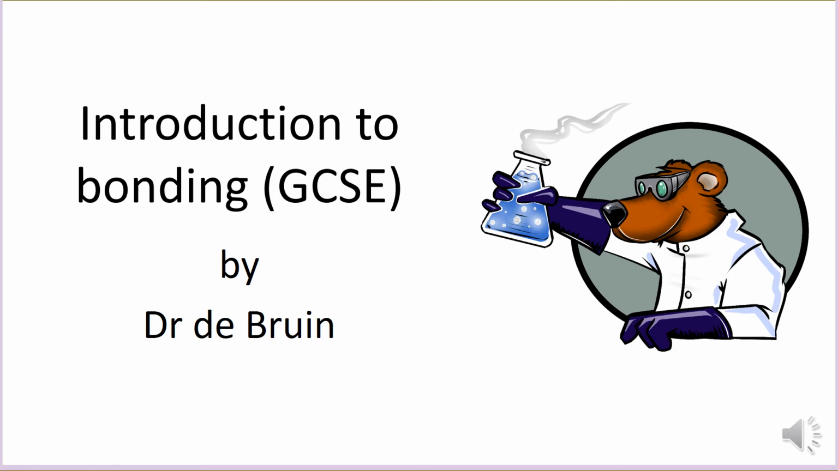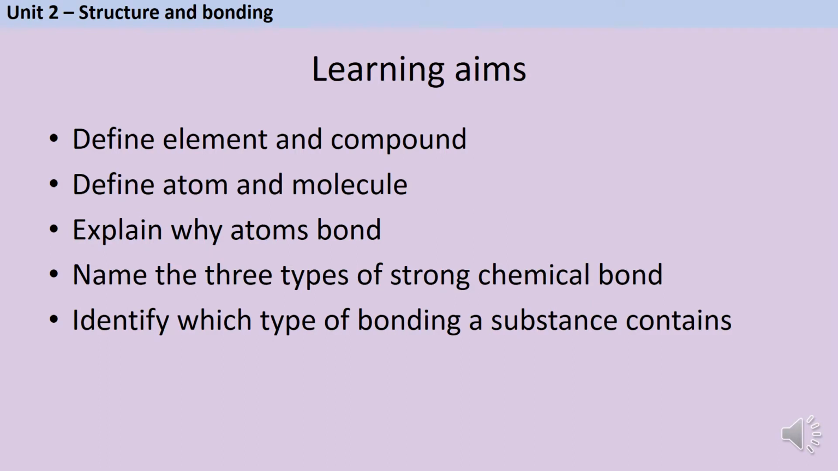This is an introductory revision video for the GCSE Chemistry topic of bonding, which comes up in the first paper of AQA GCSE Chemistry and Combined Science. By the end of this video, you should be able to define the terms element and compound, define the terms atom and molecule, explain why atoms bond in the first place, name the 3 types of strong chemical bond, and identify which type of bonding a substance contains.